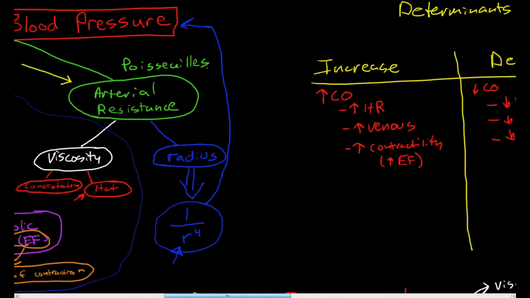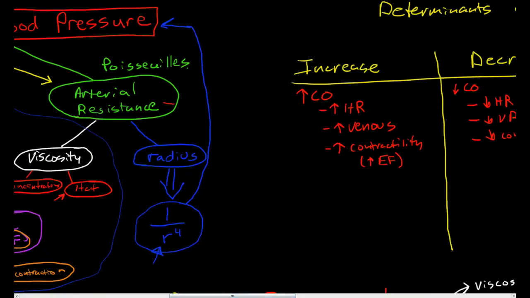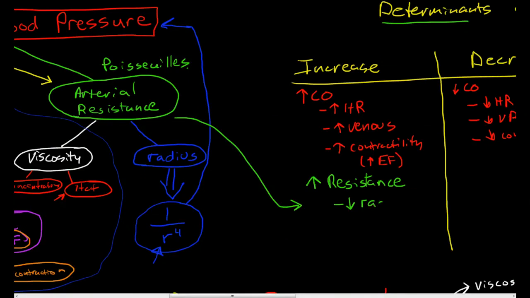Okay, so then on the resistance side of Darcy's equation, we can increase resistance. And how do we increase resistance? Well, we could change viscosity, but viscosity is really not going to change from moment to moment. I want to focus on things that change from moment to moment. We're not going to change the length of the blood vessel, but what can change is radius. So increased resistance occurs with decreased radius.